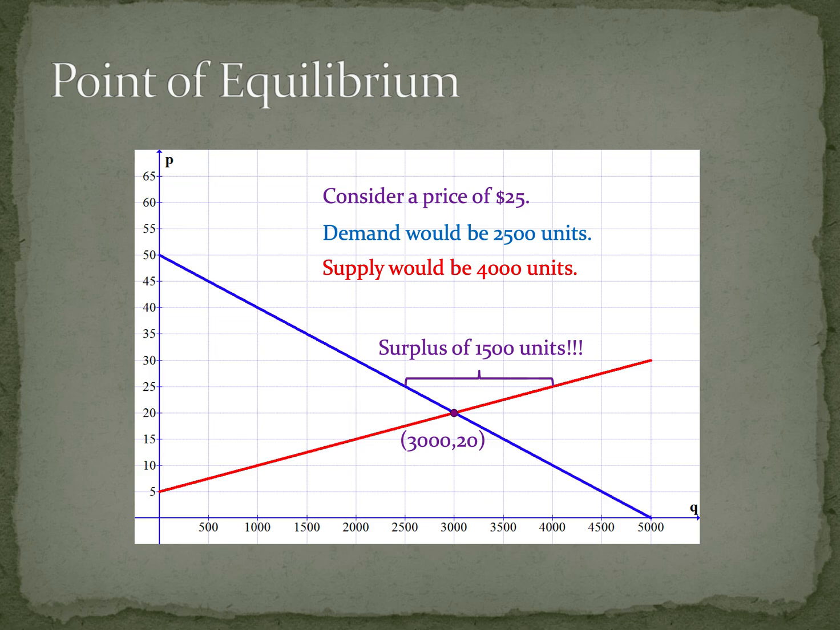So to consider this, if you increase the price, you end up with a surplus, then you're going to have to decrease the price substantially to sell off those extra items. Oftentimes lower than the $20 originally at equilibrium.